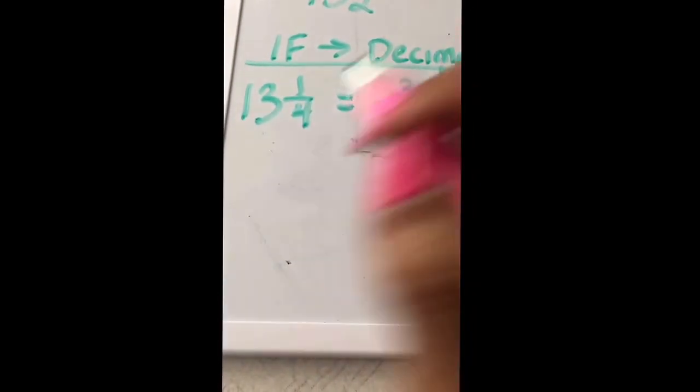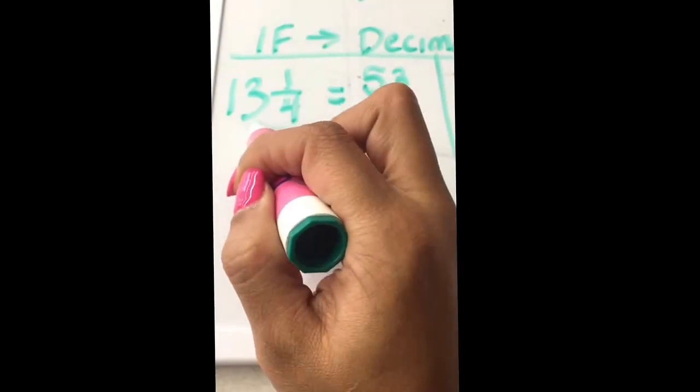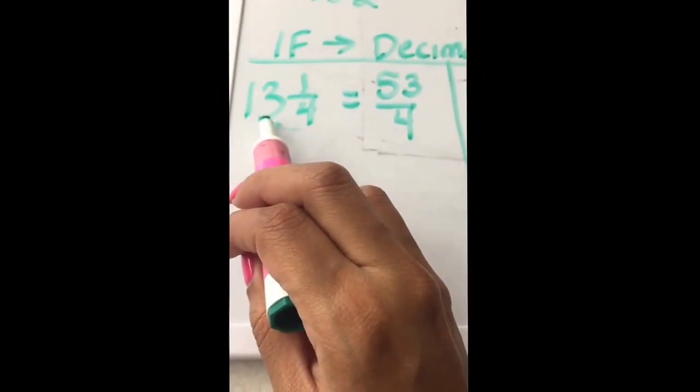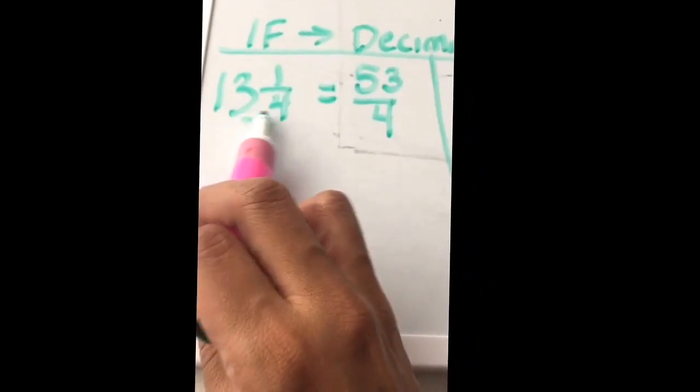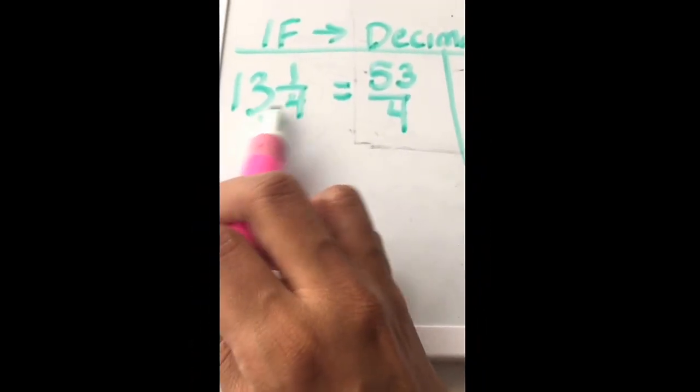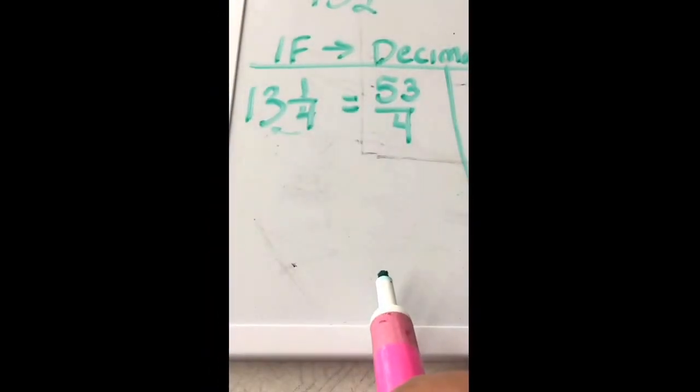In another video, I showed how to do this a little faster, but I'm just multiplying these two numbers. 4 times 13, I get 52, and then I just add the one on top. But I'm also thinking I have 13 wholes. If I cut them all into fourths, that's the same type of reasoning. So I have 53 over 4.